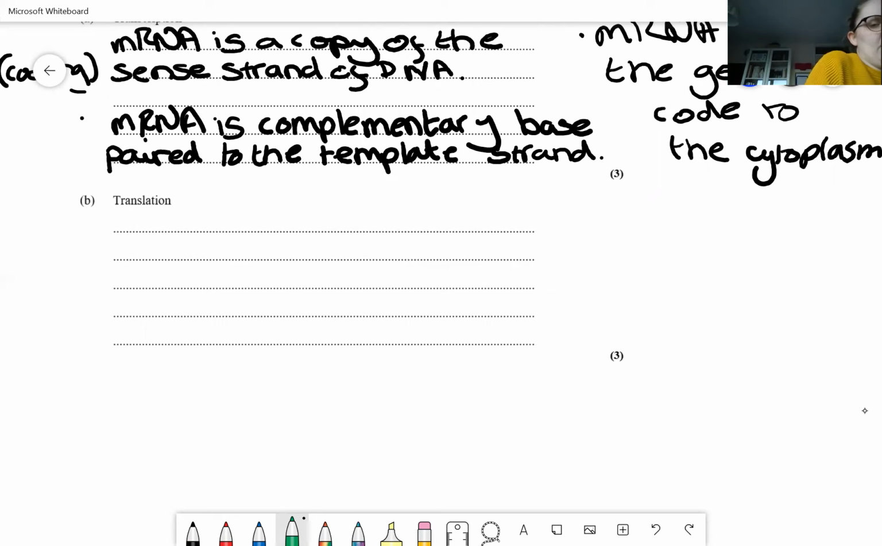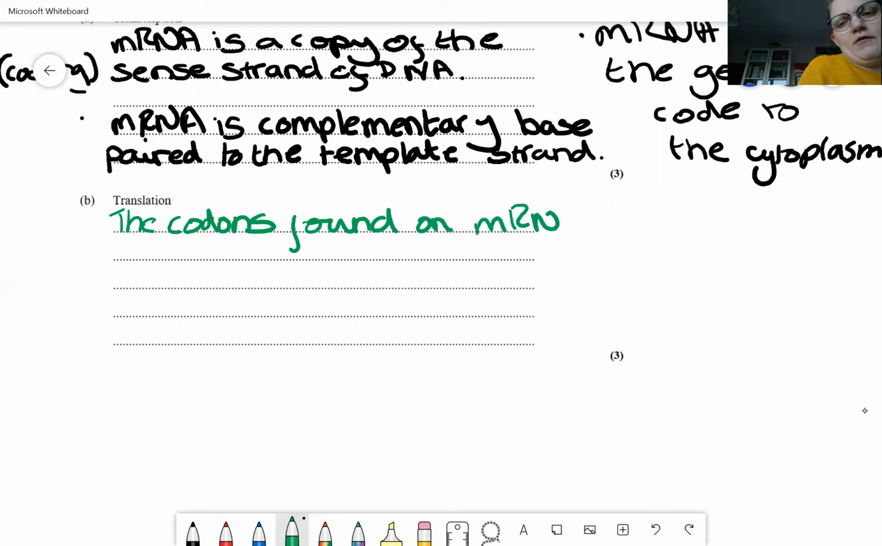Okay, so we could say something along the lines of the codons bound on mRNA determine the amino acid sequence.